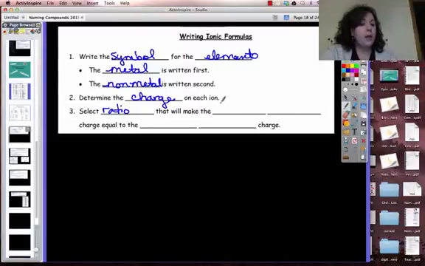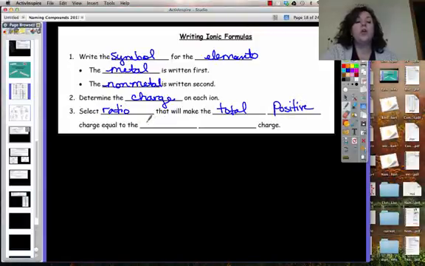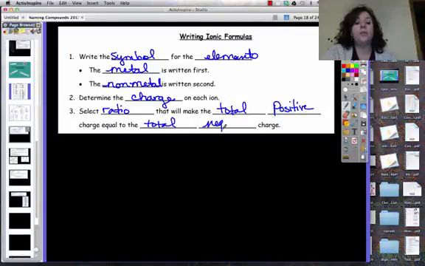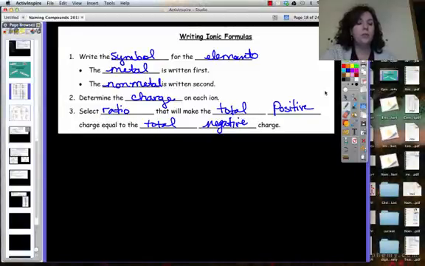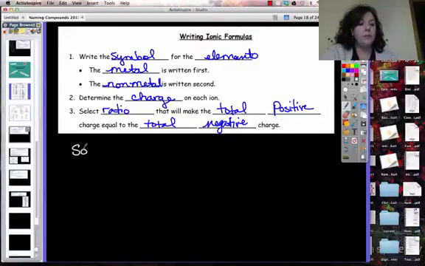That will make the total positives equal the total negative charge. So we've got to go back and look at those charges that we have on the periodic table. And if we look at the examples at the bottom of your notes, the first one is sodium chloride.